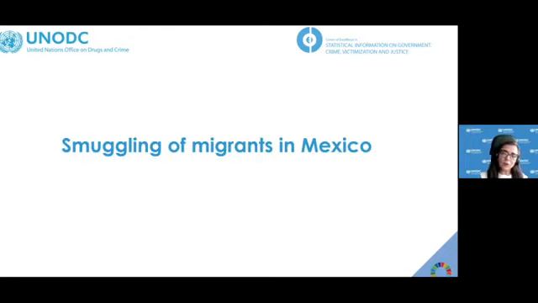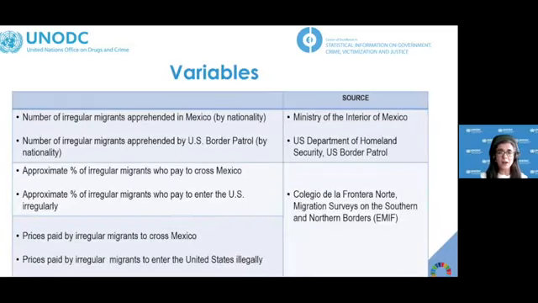Regarding the other market that we were able to measure in Mexico, the smuggling of migrants, because of the particularities of the market, we had to identify variables associated to this flow. In particular, the number of irregular migrants that were apprehended in Mexico by nationality, the number of irregular migrants that were apprehended by the US Border Patrol, again, by nationality. The data sources were the Ministry of the Interior of Mexico and the US Department of Homeland Security.